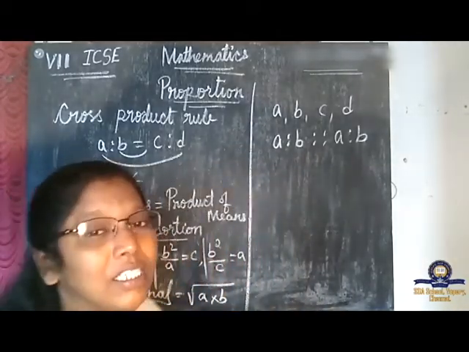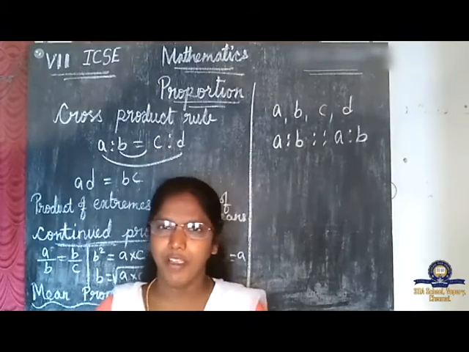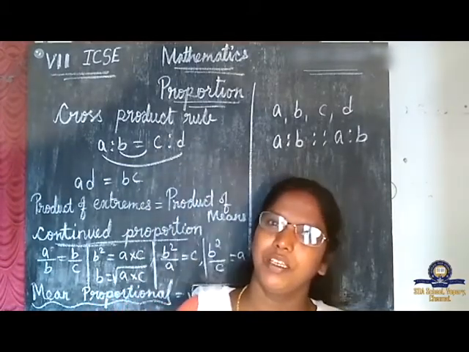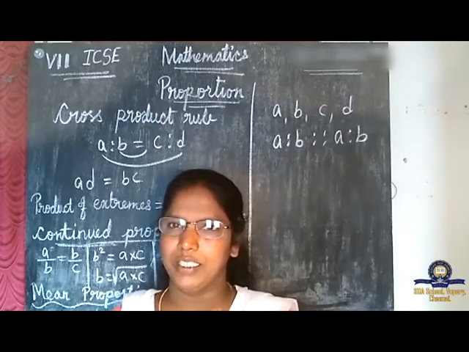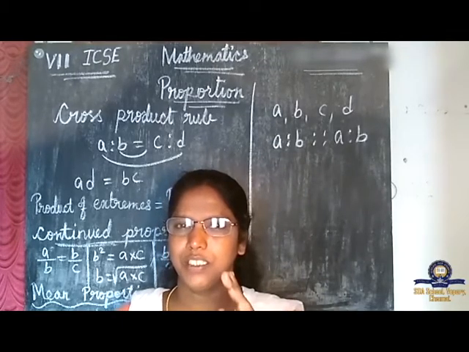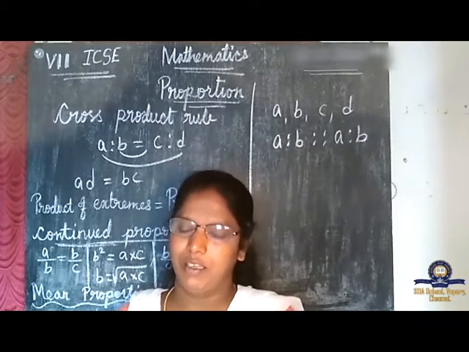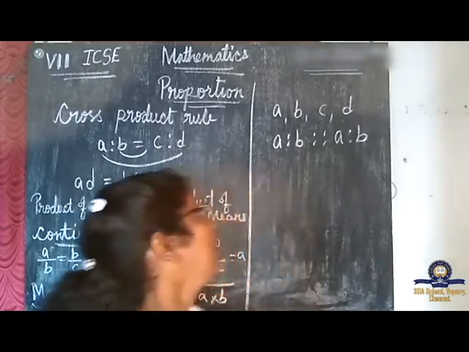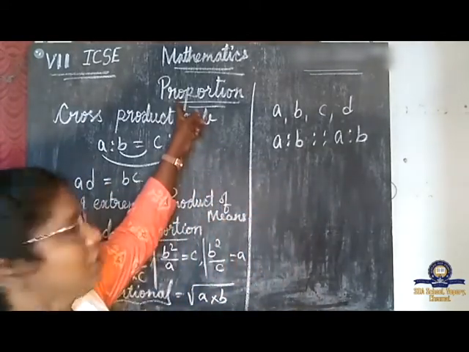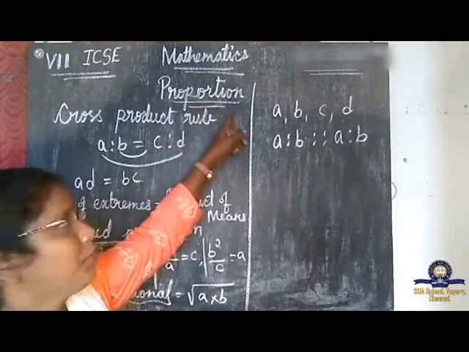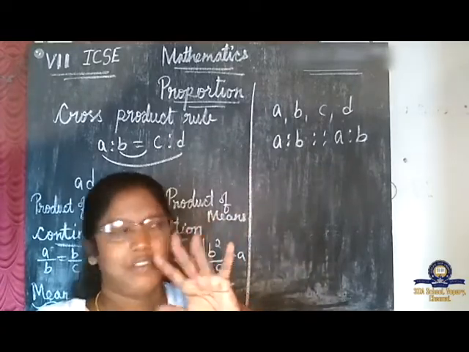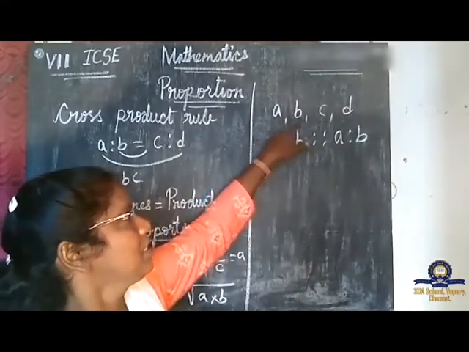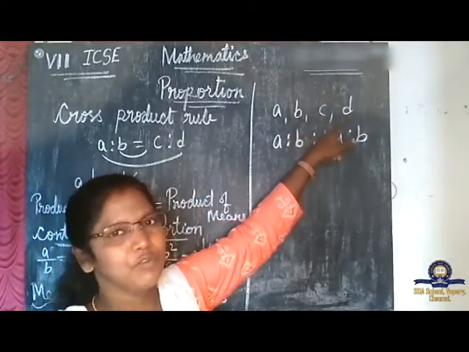Okay, children. In the last class, we learned about ratio. The ratio means comparing or relating two quantities, a first term and a second term. We dealt with A and B like that. Today we are going to learn about proportion. In proportion, we are going to deal with four terms: first term, second term, third term, fourth term.